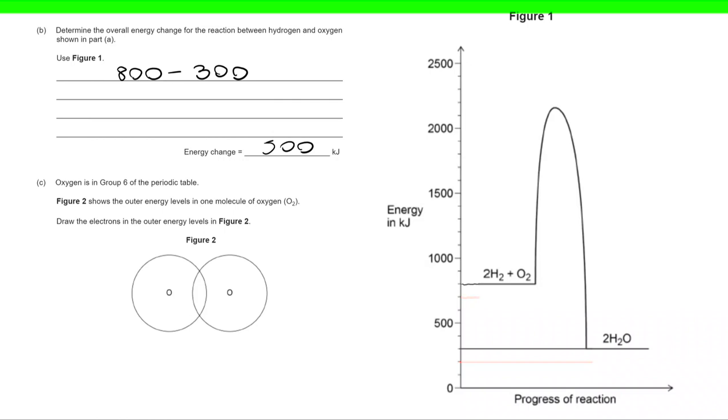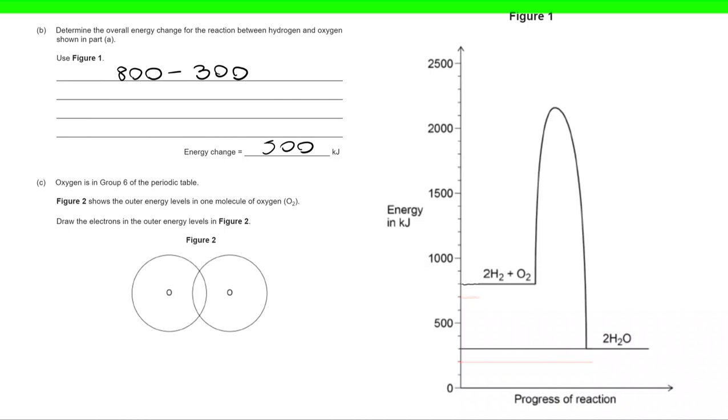Moving on to part C, oxygen is in group 6 of the periodic table, and figure 2 shows the outer energy levels in one molecule of oxygen, O2. Draw the electrons in the outer energy level. So the first thing to remember here is that if oxygen is group 6, it has 6 electrons in its outer shell. That means to get a full outer shell of 8, it needs to gain 2. It does that by sharing.